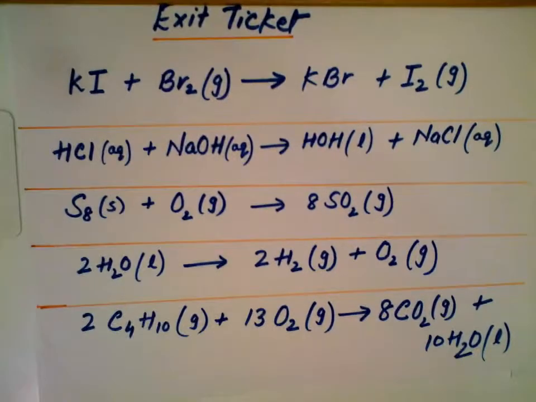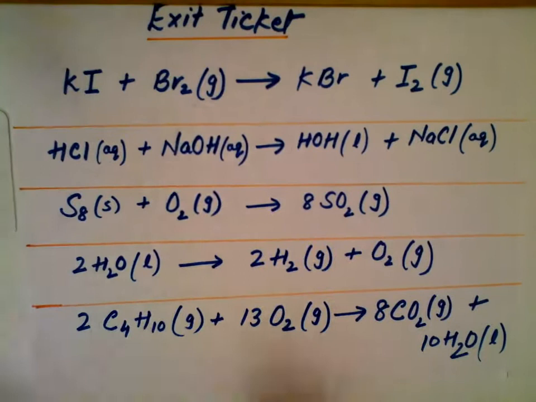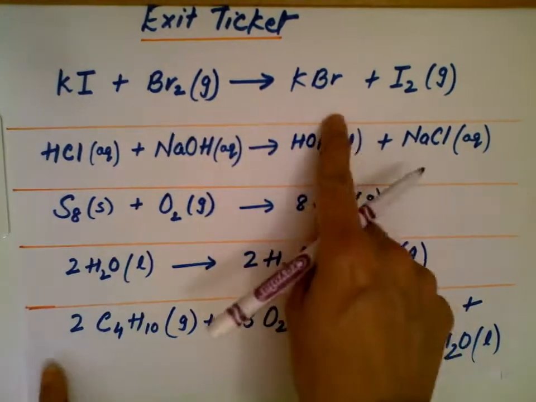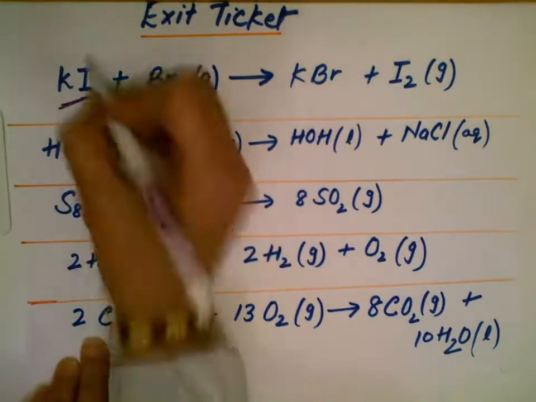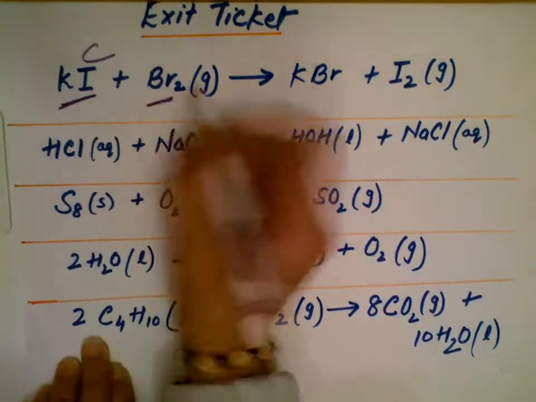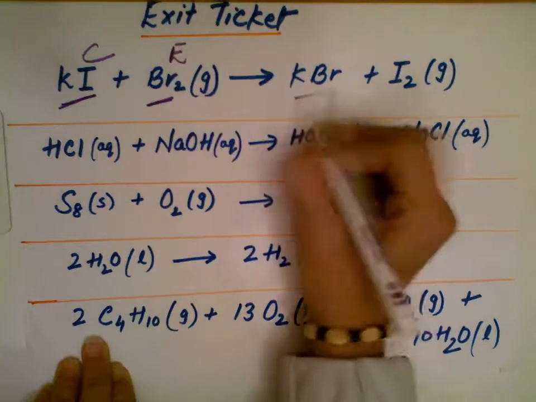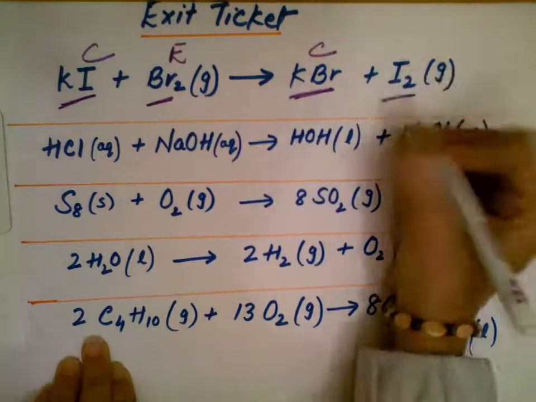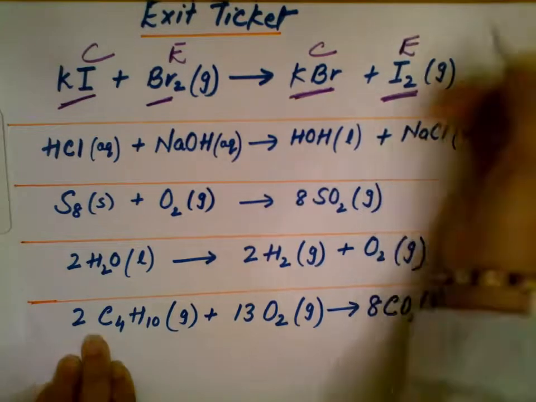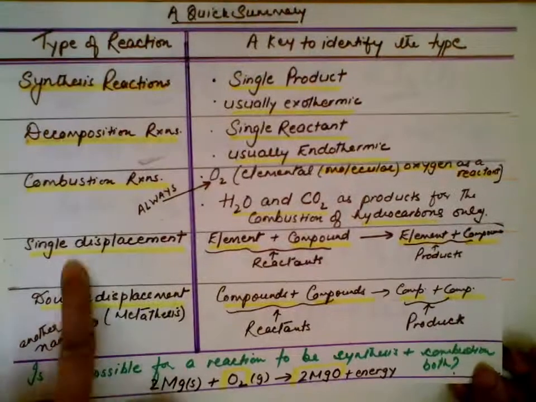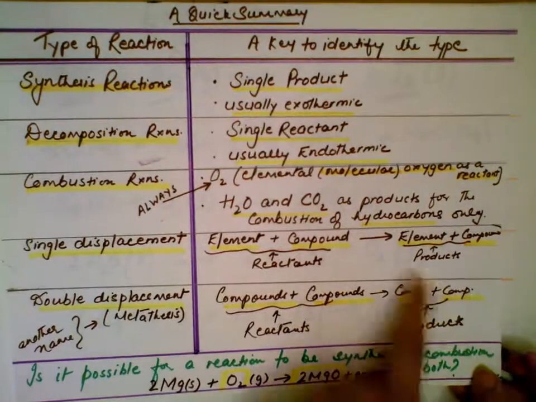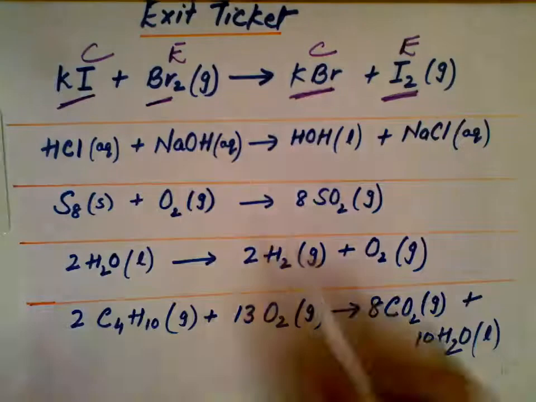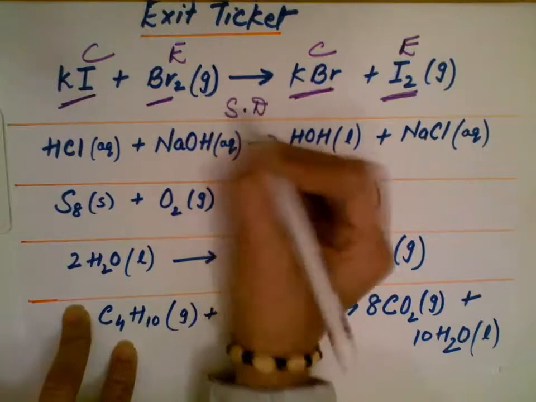So here, the first one is potassium iodide and bromine, and then you have potassium bromide and iodine. Now potassium iodide is a compound, bromine is an element, potassium bromide is a compound, and iodine is an element. You look at which category it falls into. In single displacement, you have an element and a compound on the reactant side, and an element and a compound on the product side. So this is our single displacement reaction.